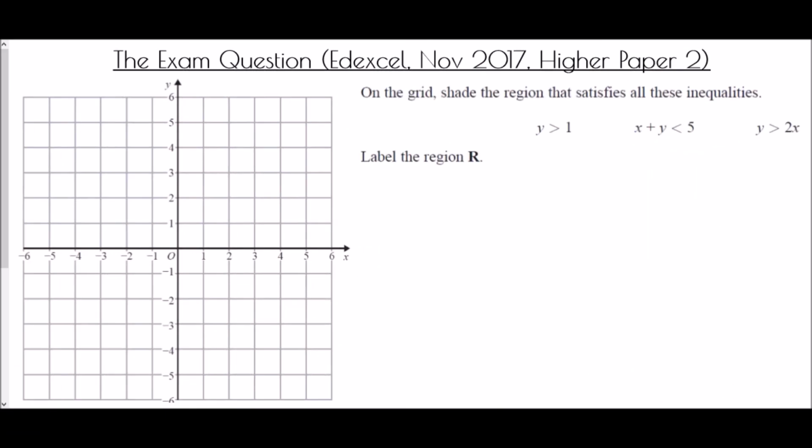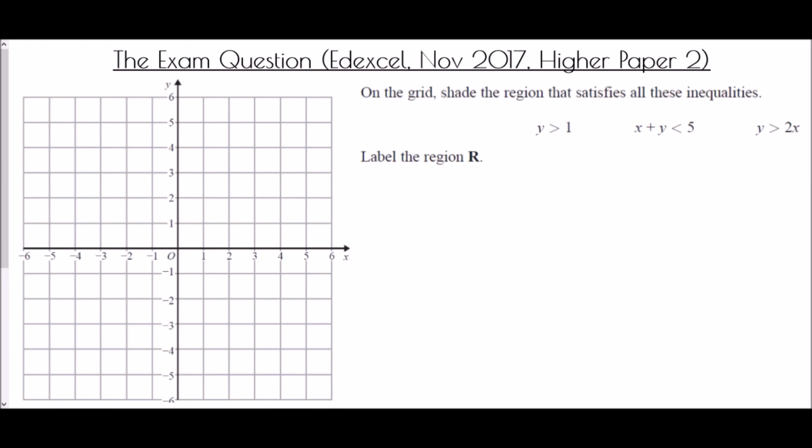And so we end with the exam question. It came from the Edexcel paper in November 2017 and it was on higher paper 2. We've been asked that on the grid we shade the region that satisfies all of these inequalities: y is greater than 1, x plus y is less than 5, y is greater than 2x, and label the region R. And so first of all, let's just have a look at the first inequality.